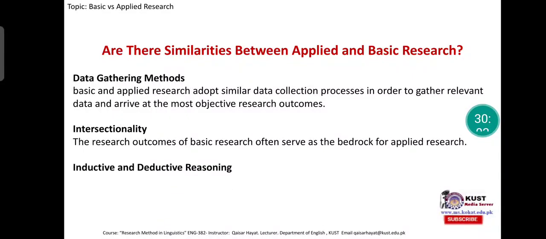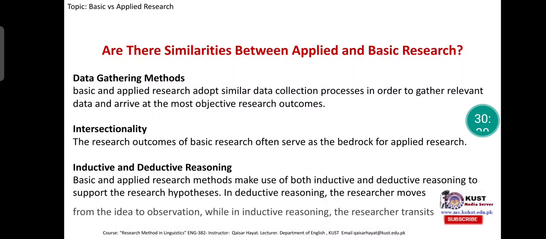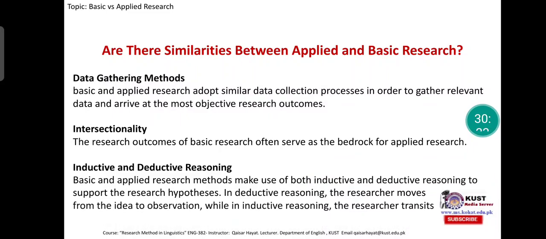Inductive and deductive reasoning. Basic and applied research methods make use of both inductive and deductive reasoning. Why? Because to support the research hypothesis, in deductive reasoning, the researcher moves from the idea to observations, while in inductive reasoning, the researcher transitions from observation to the idea. So these are the similarities, but there are some more similarities. Let's see what these are.